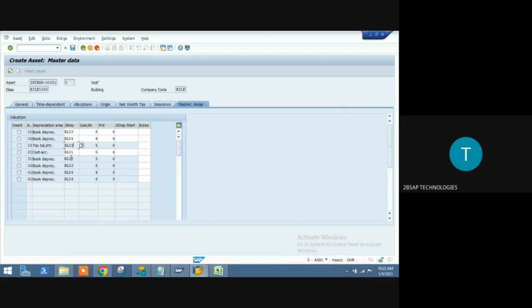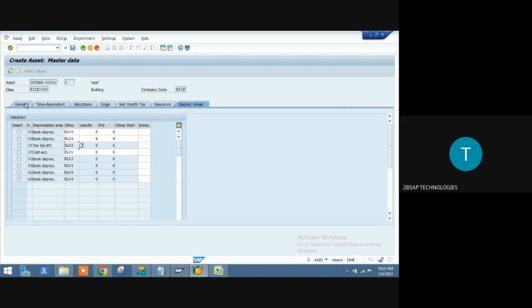31 and 32 are dependent on 01. 41 and 42 are dependent on 02, because 41, 42 and 02 are related to one ledger. 01, 31 and 32 are related to one more ledger. They are the same. Clear, sir? This is the funda which you need to define while creating your depreciation area. When you are creating a depreciation area, you need to keep all this funda in your mind before creating it.